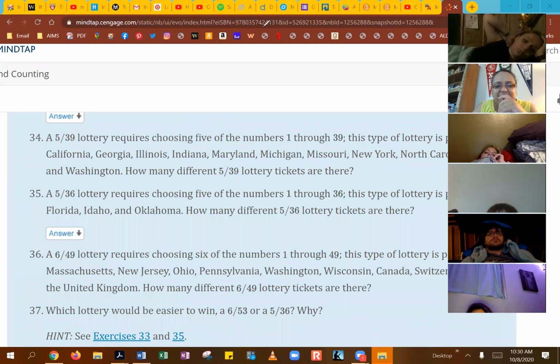So basically for this question, we have to figure out what the answers for 34 and 36 are going to be. And then depending on how many tickets each of those lotteries generates, we would have to see which would be easier to win. So let's talk about 34 first. What do you think you will do here to come up with how many lottery tickets we will have from that 5 out of 39 game? And remember, in the instructions, they told us the order in which you choose the lottery numbers is not important.